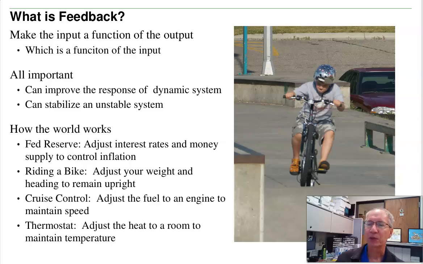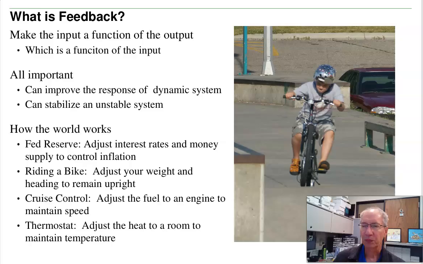Even back in the time of the Romans, they noticed these boom and bust cycles. What the Federal Reserve does is it adjusts the interest rates and money supply, trying to keep the inflation under control at right around 2-3%. Bicycles are unstable. When you first learn how to ride a bike, you fall over, skin your knees, very sad. Eventually you learn how to adjust your weight and keep your bike upright.